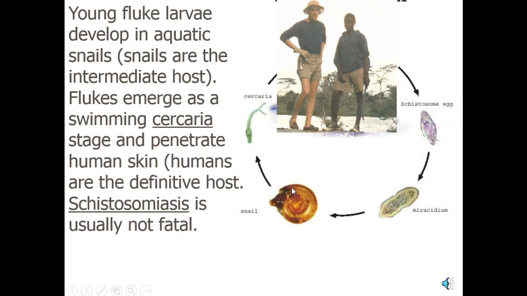And when I lived in Africa, we just wouldn't go bathing if we saw any snails that had holes in their shell, because we go, okay, we'll have to go somewhere else to clean up. They're going to swim and burrow into the skin, and you get a little rash, sometimes called swimmer's itch, and that's a sign that they've penetrated your skin. It's usually not fatal, but it lowers your immunity.